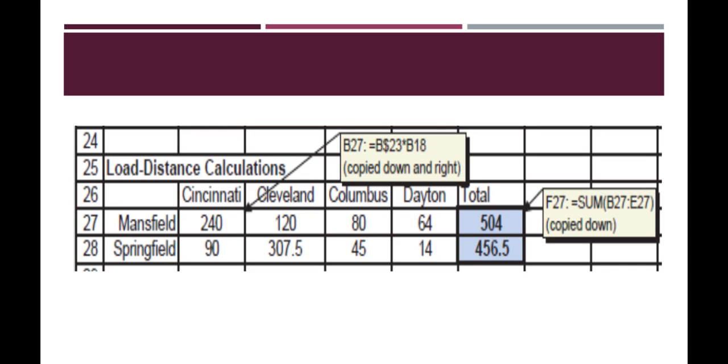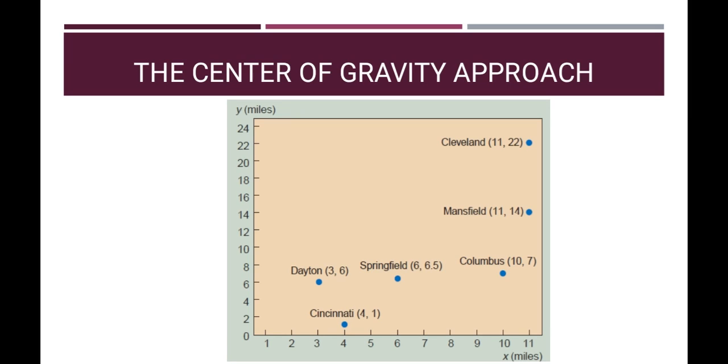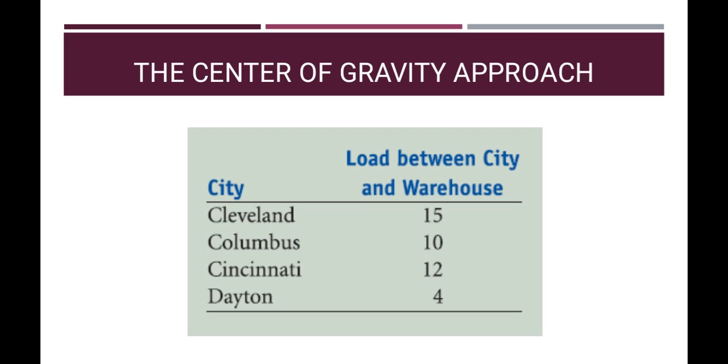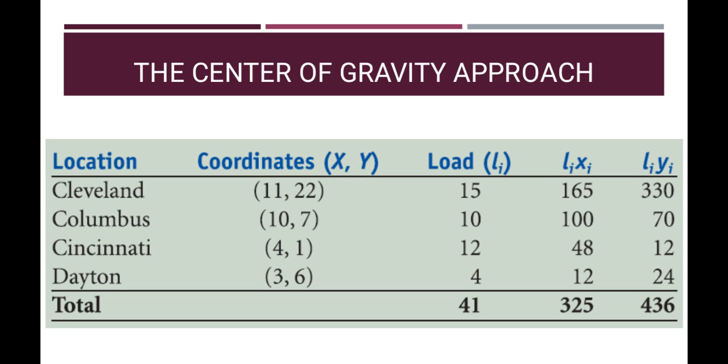An easy way to do this is to start by testing the location at the center of gravity of the target area. The x and y coordinates that give us the center of gravity for a particular area are computed through these formulas. The x coordinate for the center of gravity is computed by taking the x coordinate for each point and multiplying it by its load. These are then summed and divided by the sum of the loads. The same procedure will be used to compute the y coordinate.